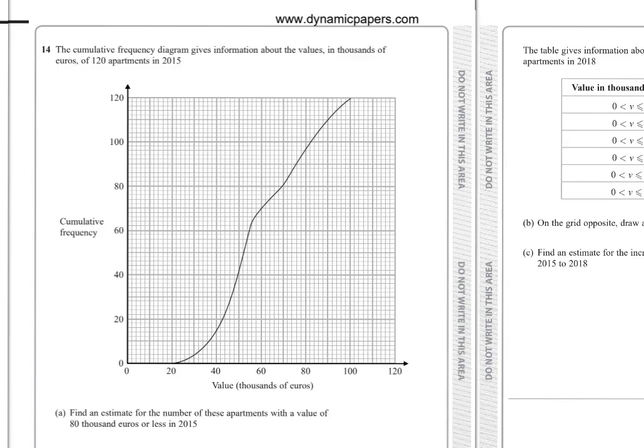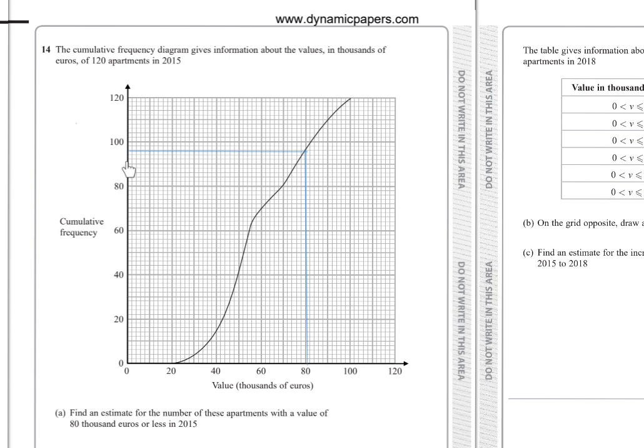Number 14, the cumulative frequency diagram gives information about the values in thousands of euros of 120 apartments in 2015. Find an estimate of the number of these apartments with a value 80,000 or less in 2015. 80,000 or less. So this is the value, this 80. Now start from 80, then go up till you reach the curve, then go across to find the corresponding value. Find the corresponding value for 80.